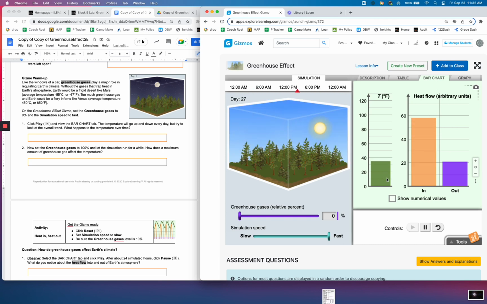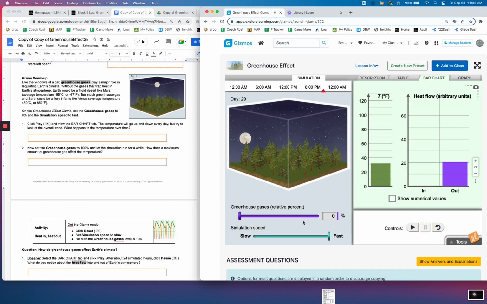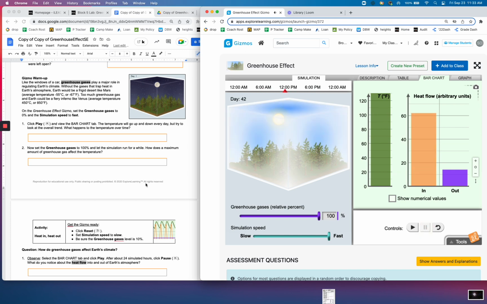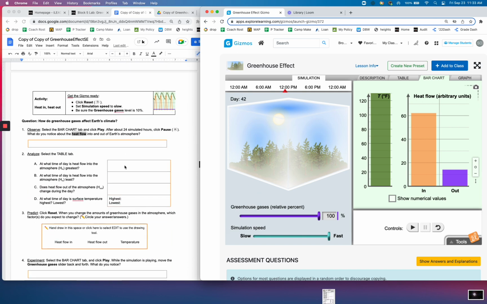Okay. Now we're going to set the greenhouse gas to 100. So we're going to put lots of greenhouse gas in, and we're going to see how that affects the temperature over time. Okay, so you can see the heat flowing in and out is about the same, but ooh, look at that. That's not good. So you can answer number 2.